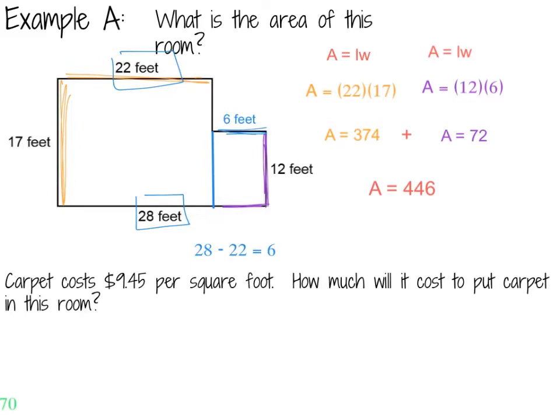Remember to use your label of units. We're talking about area, so area is squared, and in this case we're talking about feet, so it's feet squared. But that doesn't finish answering my questions, because the second part of the question says the carpet costs $9.45 per square foot.